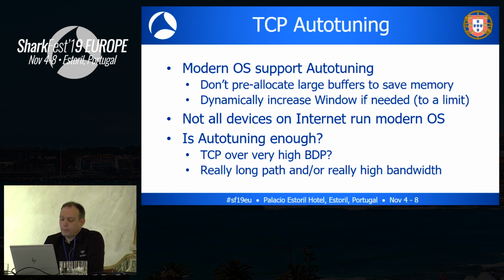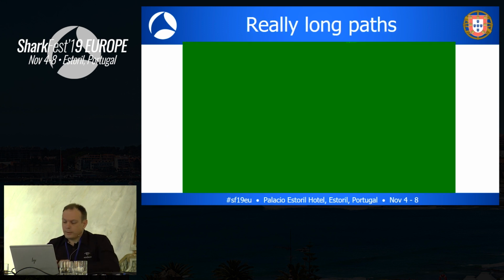If you're running TCP over a link with a very high bandwidth delay product, auto-tuning may not do it. You may need to tune it. So an example of that would be either a very high bandwidth link, like 100 gigabits, or a very long link. So what's an example of a really long link?